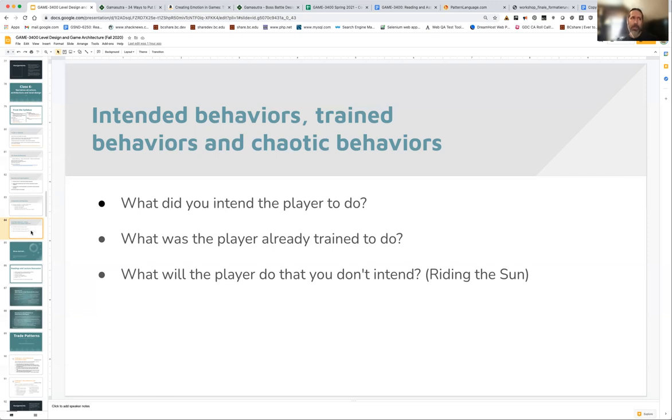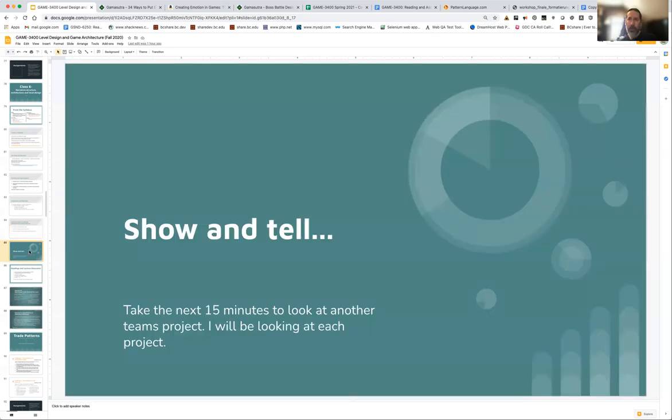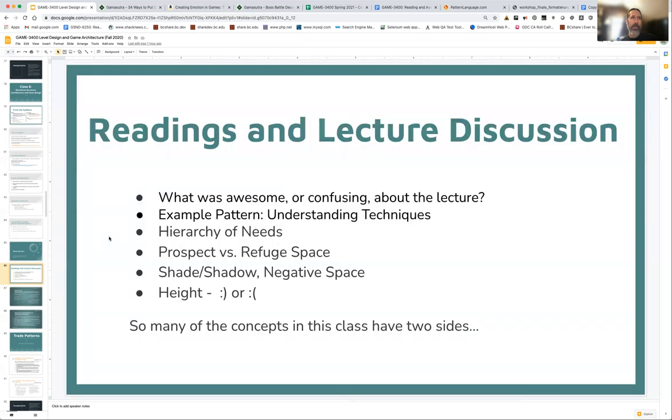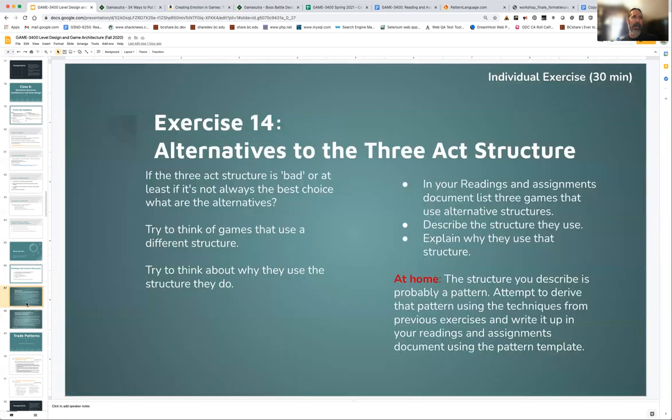I want to run through the rest of the stuff we're going to talk about in class real quick. So you'll do your show and tell of your emotional patterns. And then we're going to cover the reading. This slide will be fleshed out and have some more detail from this lecture on it.